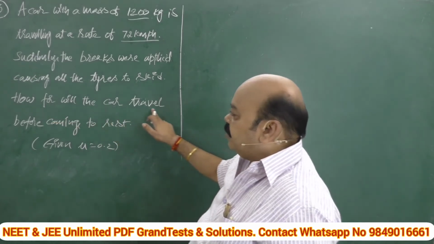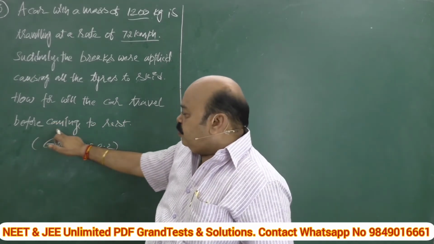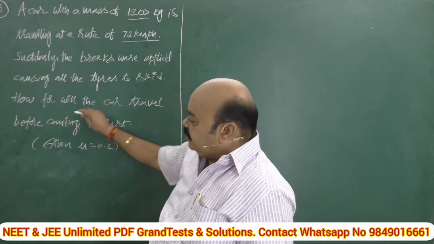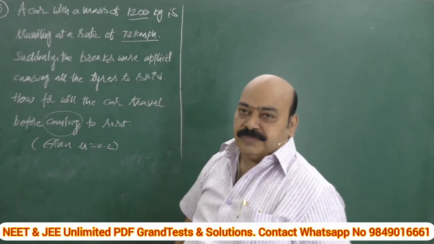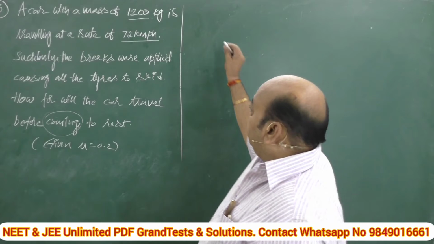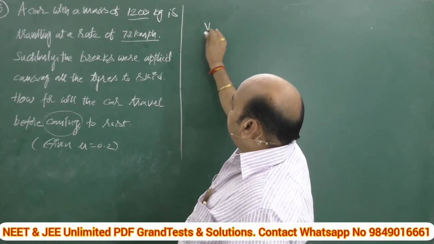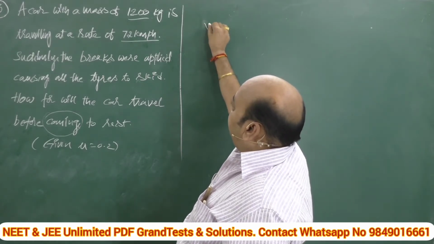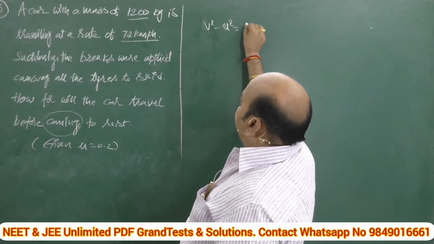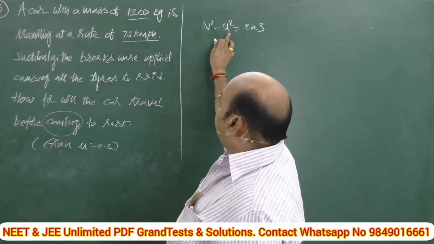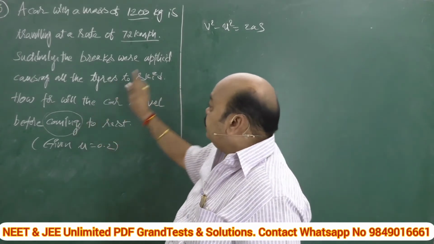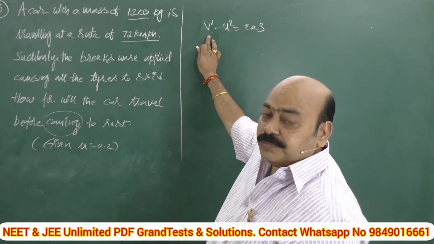How far will the car travel before coming to rest? Here secretly one more thing in the data is there: before coming to rest, indirectly given. Just I choose the equation v square minus u square is equal to 2as. Because initially it is moving, so we have the u value, finally it comes to rest, we have the v value also.